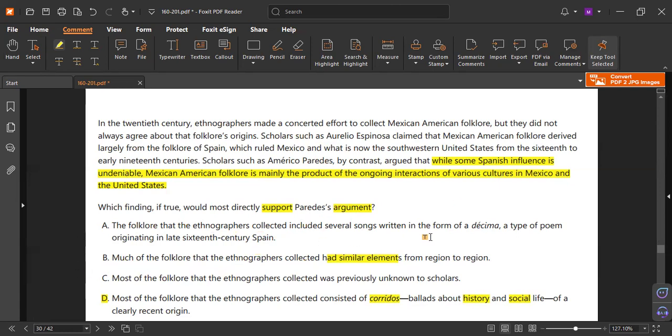So letter C is correct. But this part is not correct: most was unknown to scholars. Do you have any information about that? No. That's why. So only the negative prefix makes it wrong. Everything is correct, but not that. That means be careful about the negative words: none, prefixes, scarcely, barely, hardly ever. As you know, we try. So letter D.